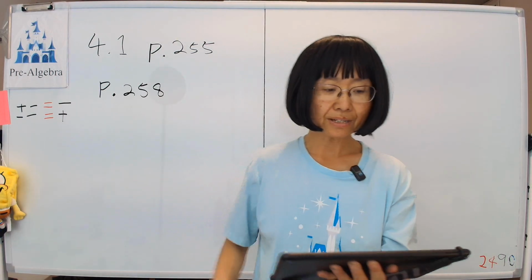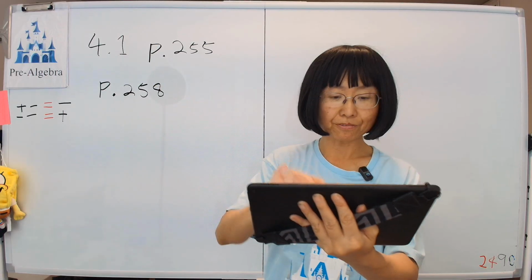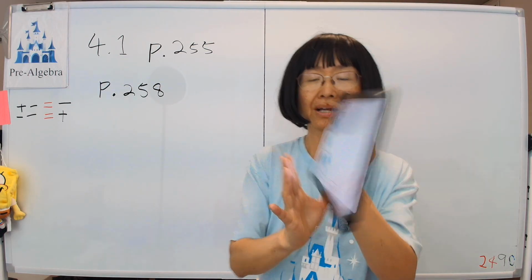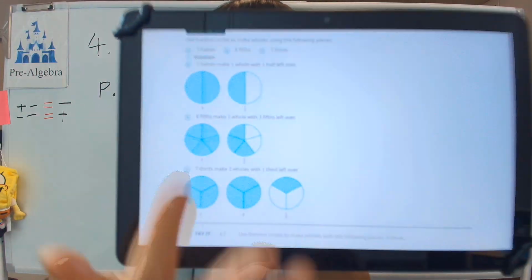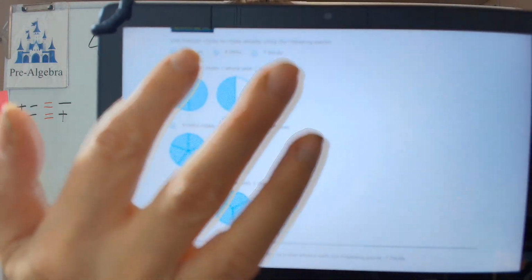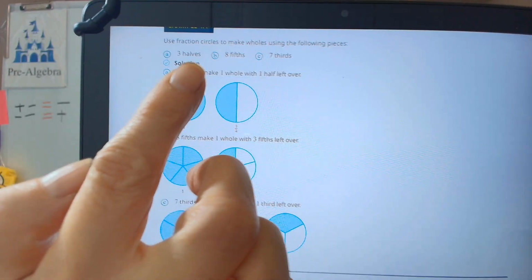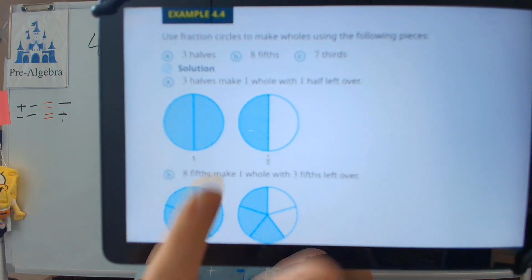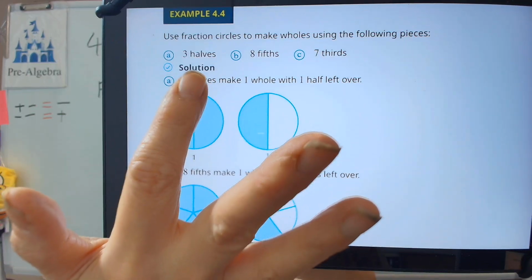So next, let's look at page 248, which is the following page, and look at example 4.4, the next example. The example wants you to come up with 3 halves. Okay, here it is. Let me make it a little bigger. There, that's a little better.